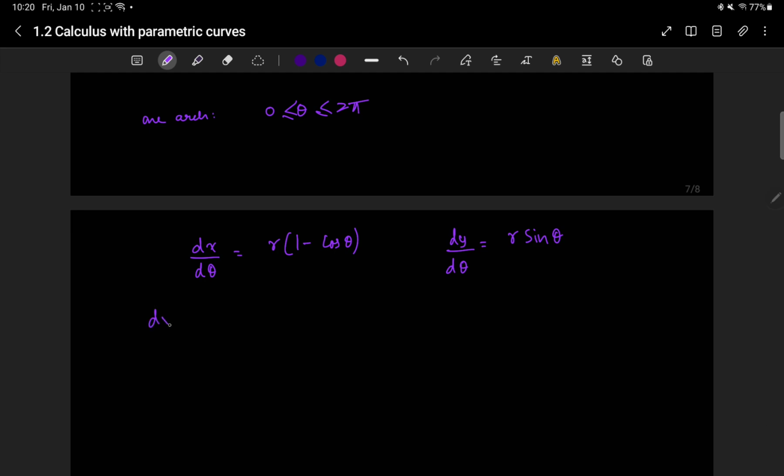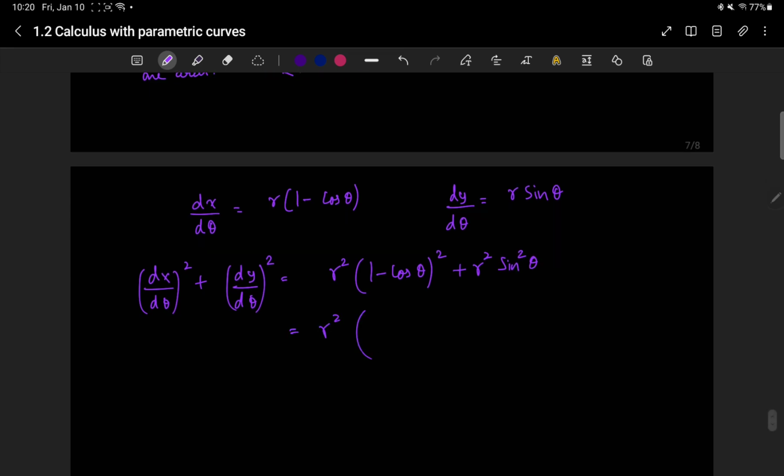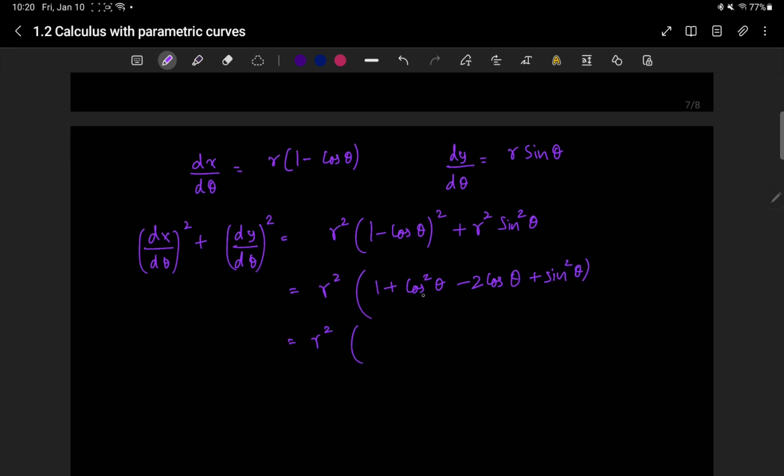The next thing I need, and I can do this calculation outside of the integral, is what happens if I square these things and add them, right? So I'll get an r squared (1 minus cosine theta) whole squared plus another r squared sine squared theta. Taking r squared common and foiling this out, 1 plus cosine squared theta minus 2 cosine theta plus sine squared theta, which is r squared. Cosine squared theta plus sine squared theta is 1. 1 plus 1 is 2. So I get 2 minus 2 cosine theta. So I have 2r squared (1 minus cosine theta).